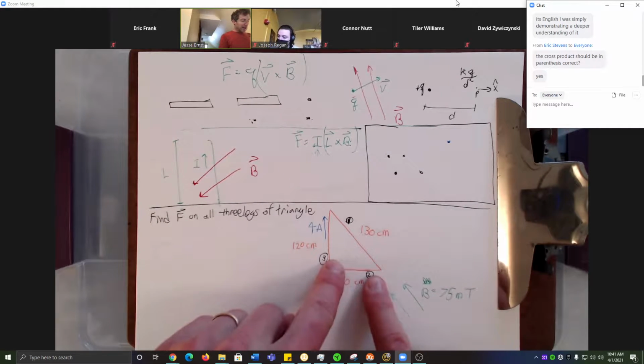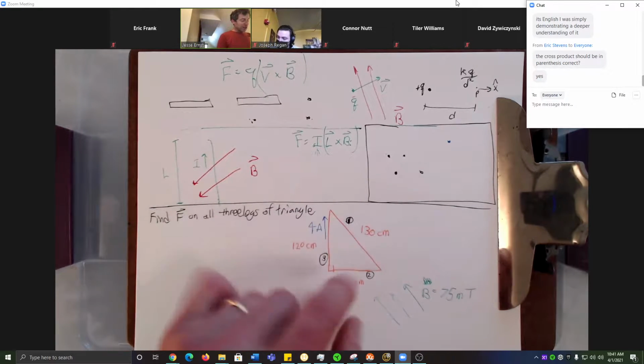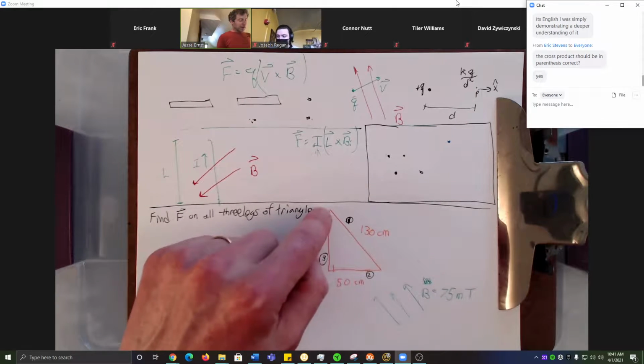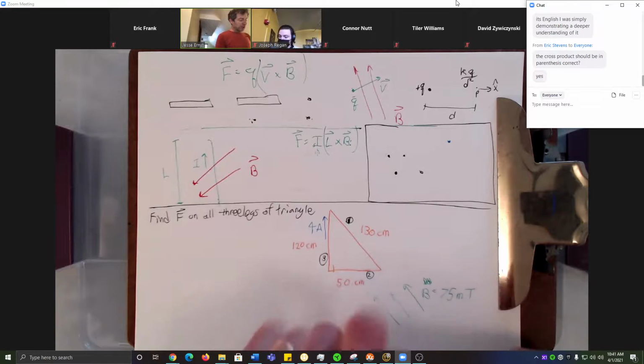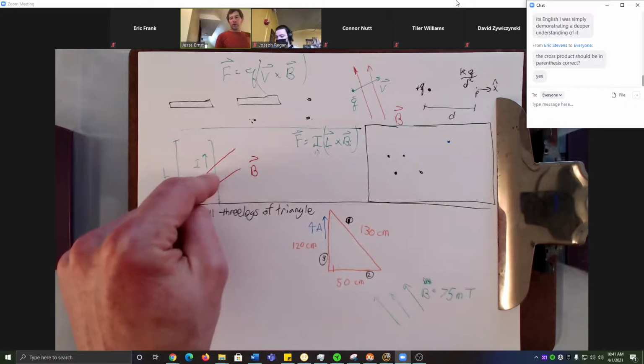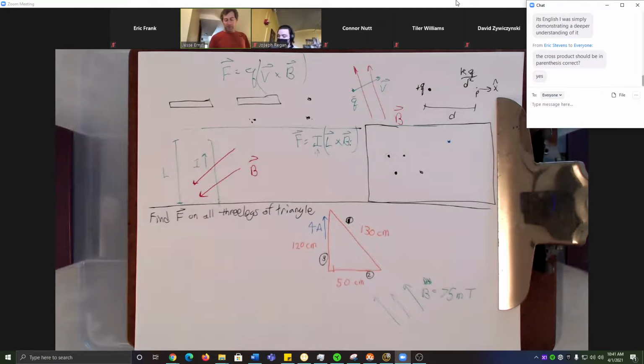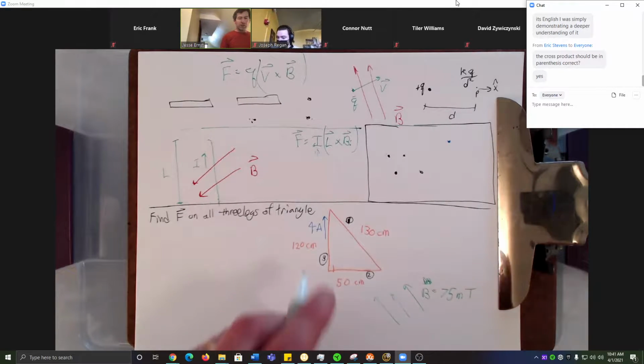So here, you just think, all right, I've got 3 legs of a triangle. Each one is a wire with current, and there's some angle between the current direction and the B field. And so it's this problem over and over and over. We do this problem 3 times with 3 different angles. Right? So let's find the force on leg 1. So questions so far?